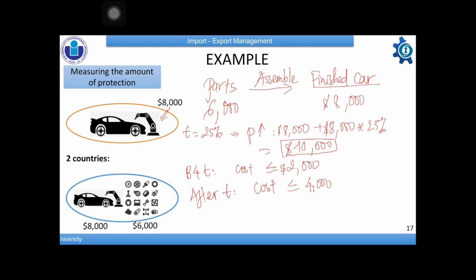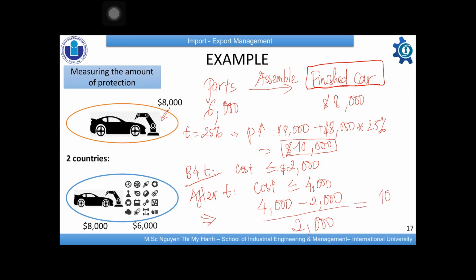So they can do the assembling if the cost is less than or equal to 4,000. So at first, before tariff, they only can do assembling when the cost is less than 2,000, but after tariff they increase the chance of doing assembling because their budget increases to 4,000. So here we can see if they put tariff on finished car, they will protect the assembler. And how many percent is 4,000 minus 2,000 divided by 2,000, and it's equal to 100%.